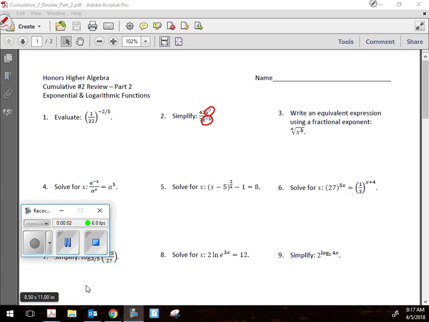Okay, for today, we're just going to jump into the cumulative review because the cumulative is tomorrow. It's on logs and exponentials. Today will be a day where we actually mix up the exponentials and the logs.